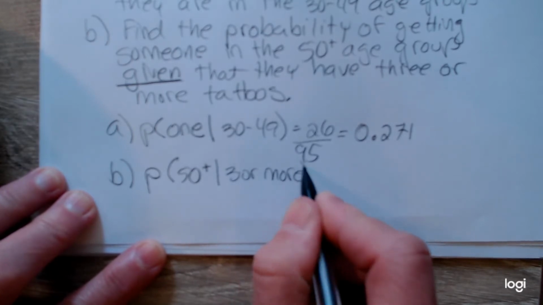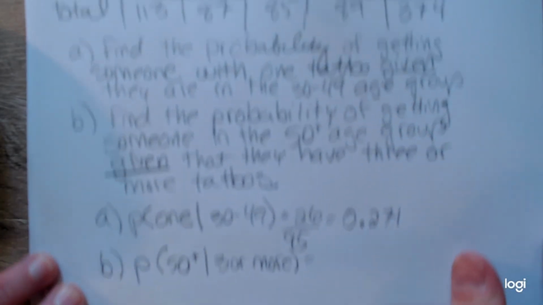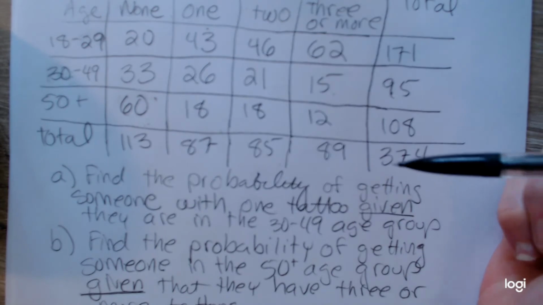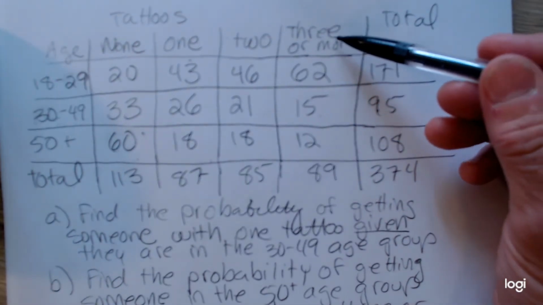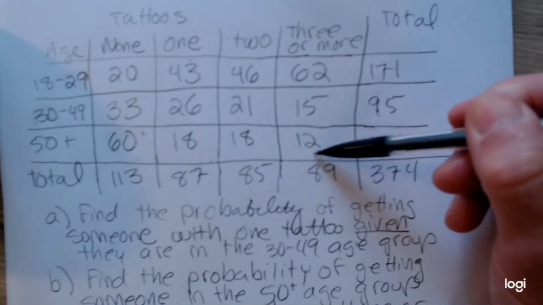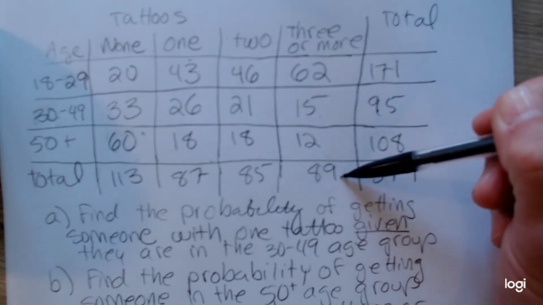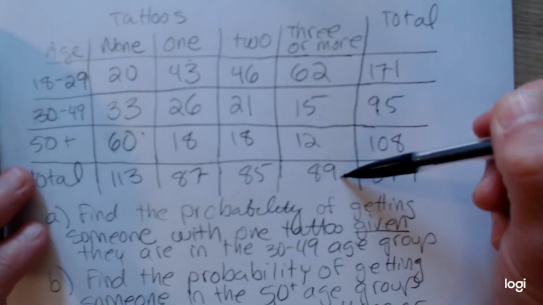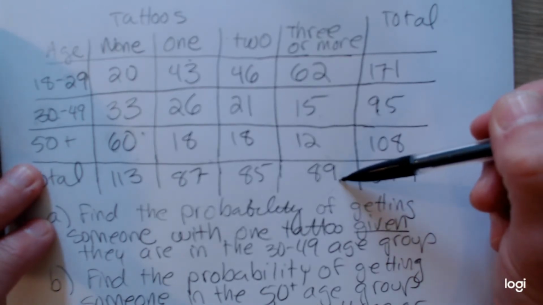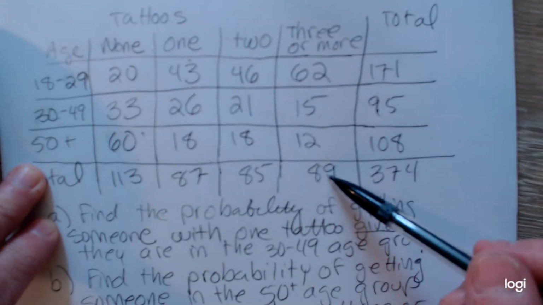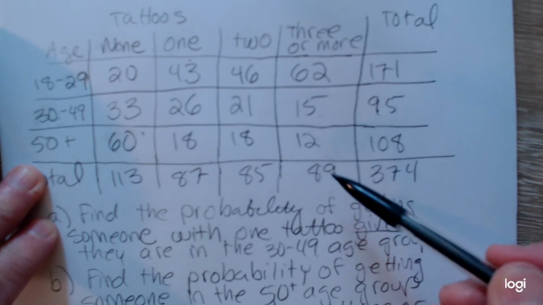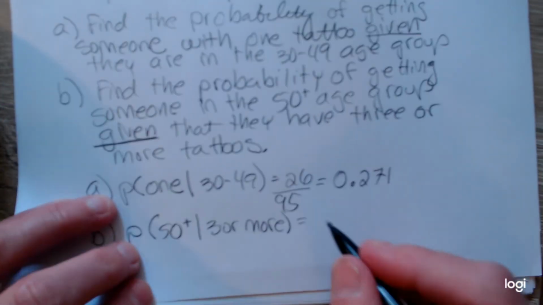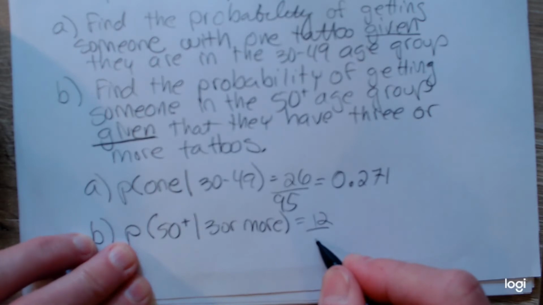I'm abbreviating here. So looking at my table, given that there are 3 or more, I want to be looking at this column and using this column total for my denominator, not the grand total. So the probability that we get someone that's 50 or more years old, looking at the table, there's 12 of them out of the 89. So that's going to be 12 out of 89.